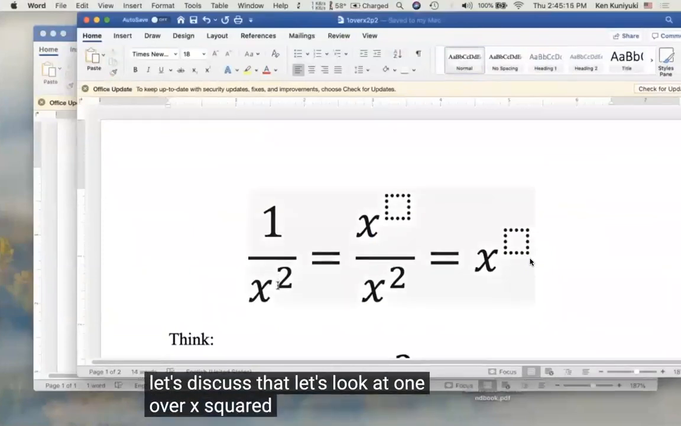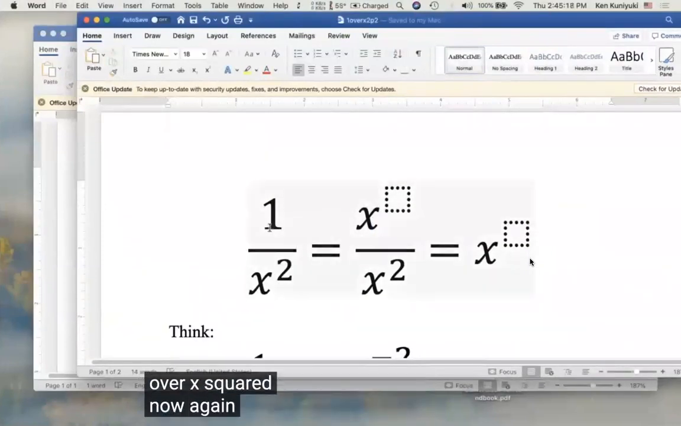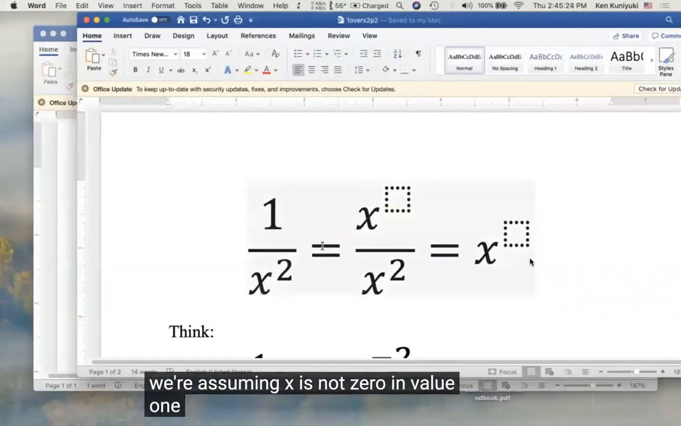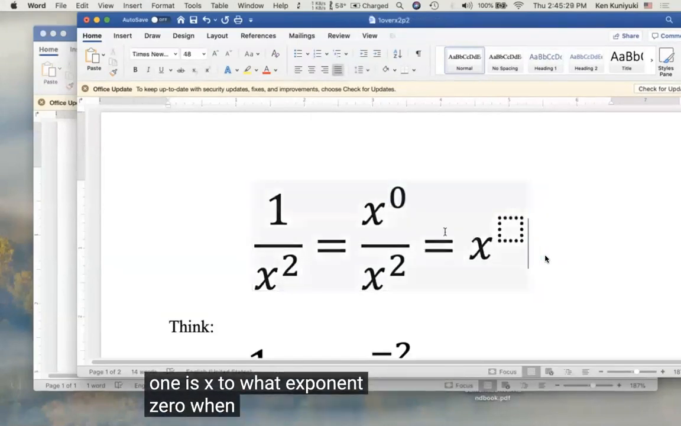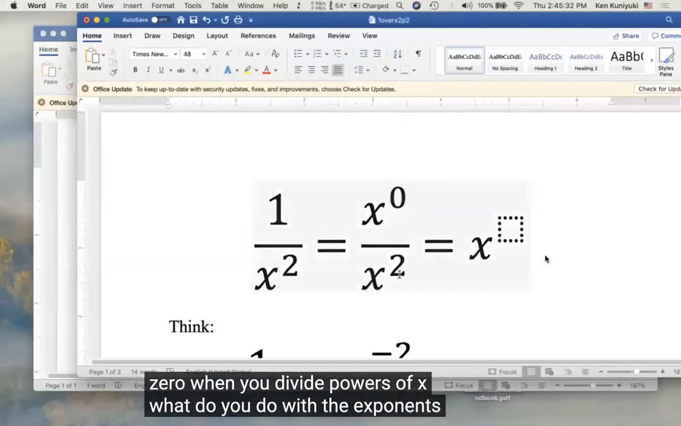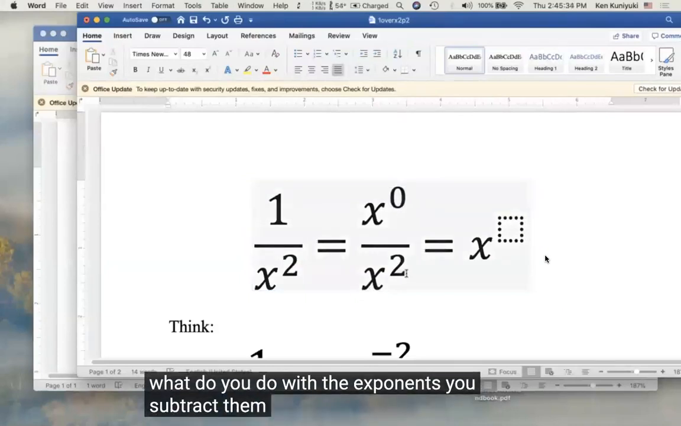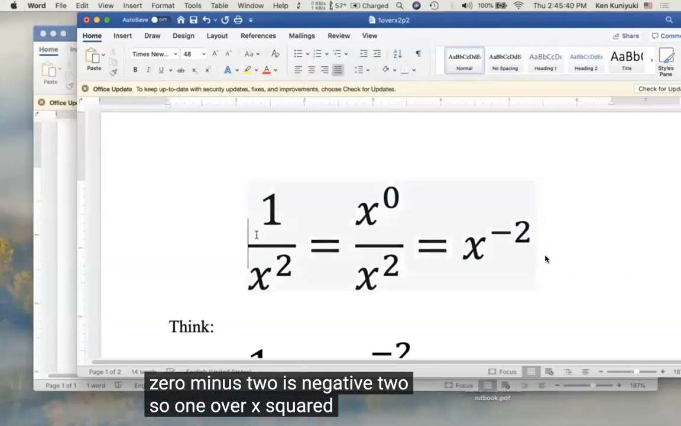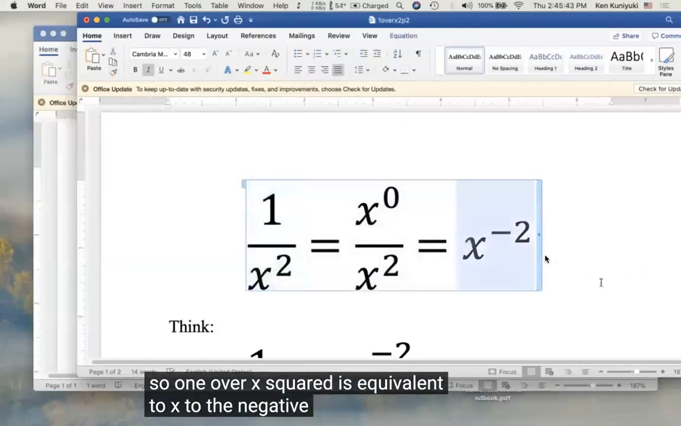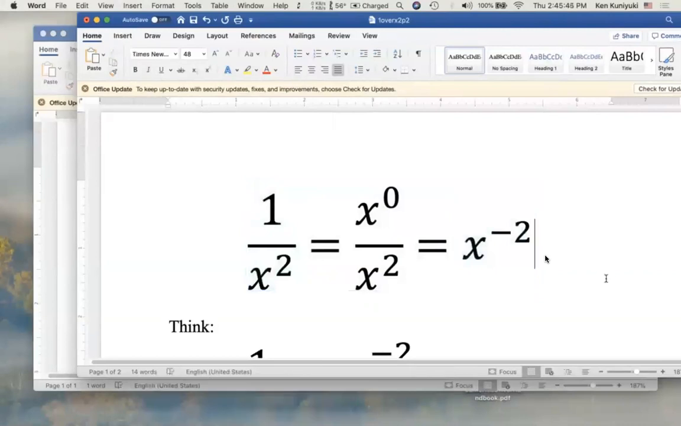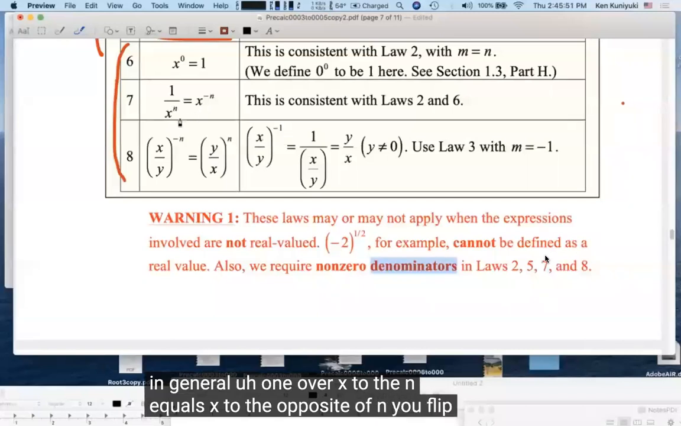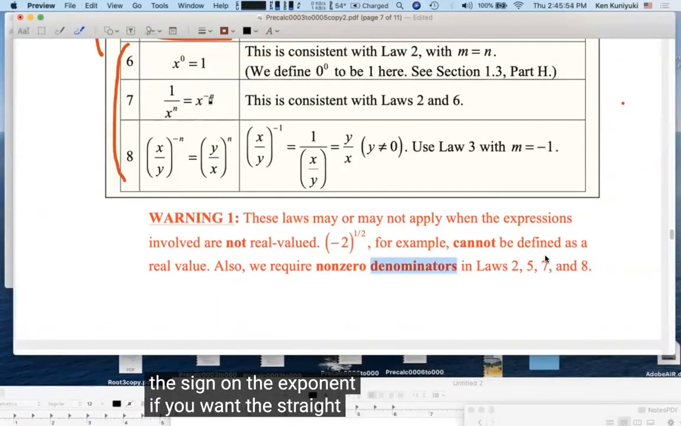Let's look at 1 over x squared. Now, again, 1 is x to what exponent? We're assuming x is not 0 in value. 1 is x to what exponent? 0. When you divide powers of x, what do you do with the exponents? You subtract them. 0 minus 2 is negative 2. So 1 over x squared is equivalent to x to the negative 2. In general, 1 over x to the n equals x to the opposite of n. You flip the sign on the exponent if you want the straight power of x.